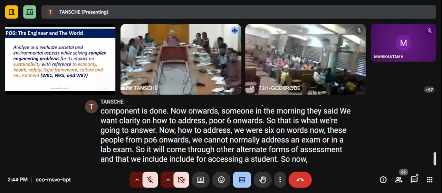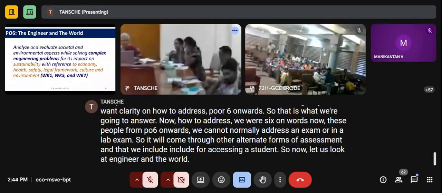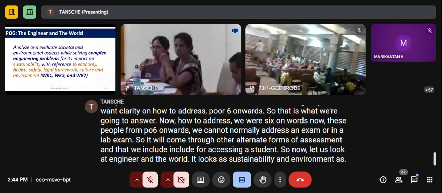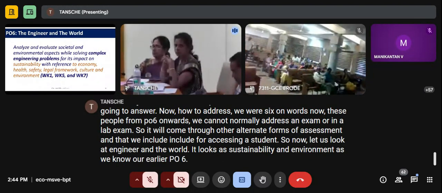So now let us look at engineer and the world. It looks at sustainability and environment. As we know, our earlier PO6 and 7 got combined.